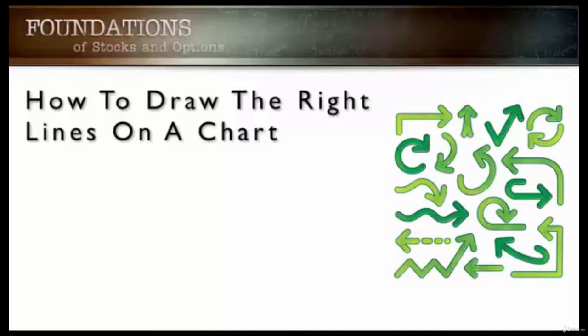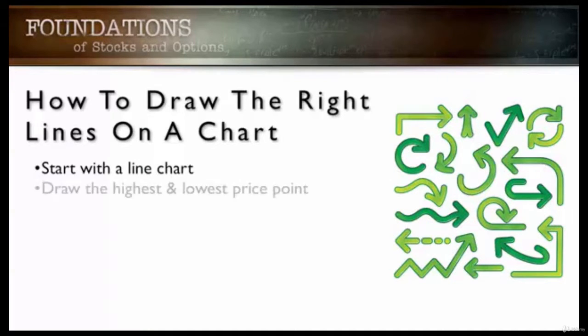Now, the question then becomes, as we approach this stock, how do we start drawing lines on the chart? So here's the process that we're going to use. The first thing you want to do is start with a line chart. Remember, the line chart's the most basic. It's just the line drawing the connecting dots together. Start with a line chart. That'll give us a nice clean turning point to draw off of.